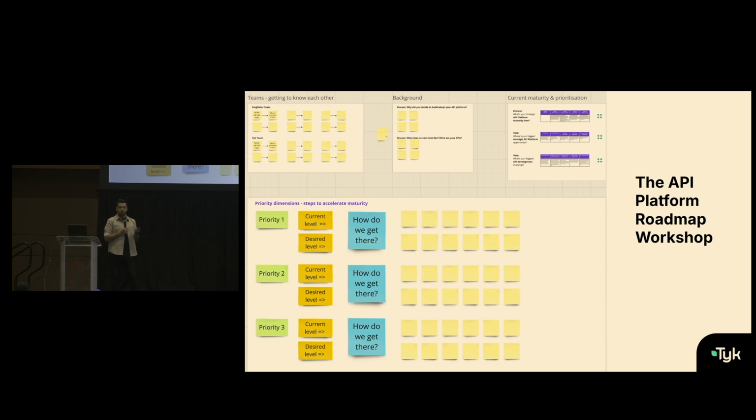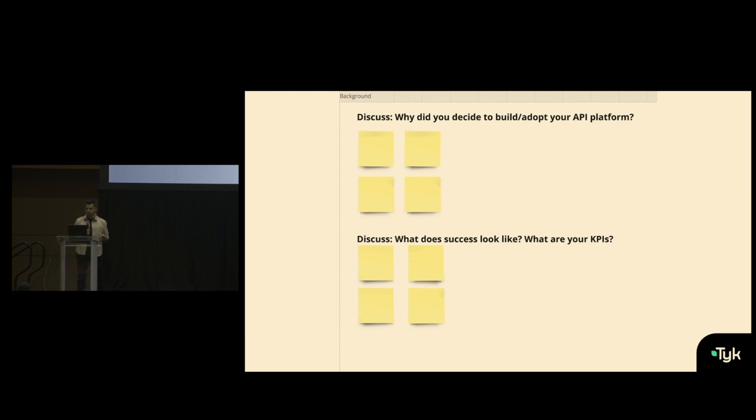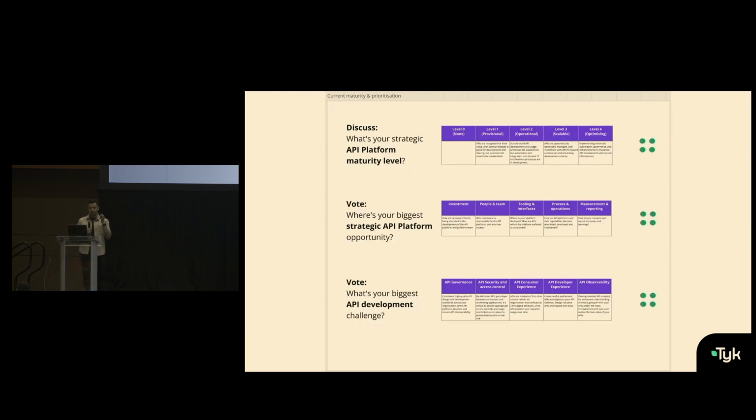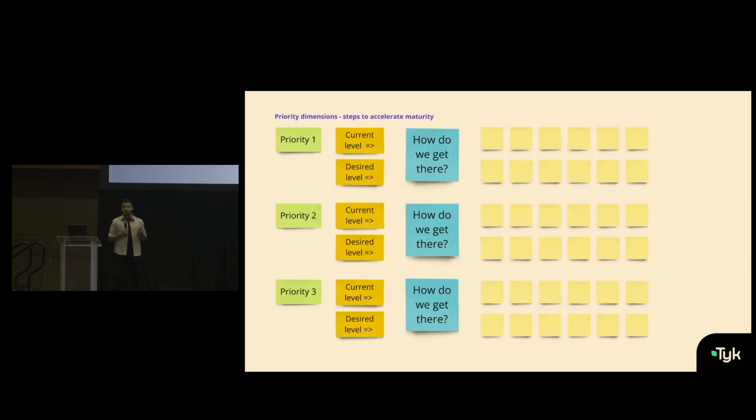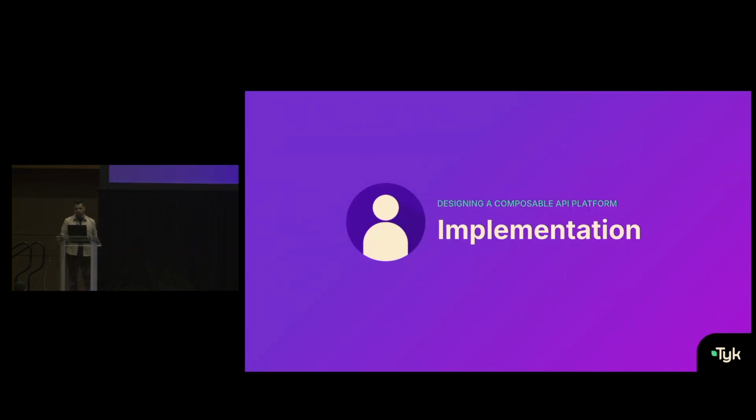But again, your method could be different, but the idea is to get to the point where you are able to understand some of the key drivers behind why the platform exists, some of the KPIs around it, as well as get to a level of prioritization that you want to focus on, and then finally decide on how do we get there in the next 6 months. So that's kind of the objective here.